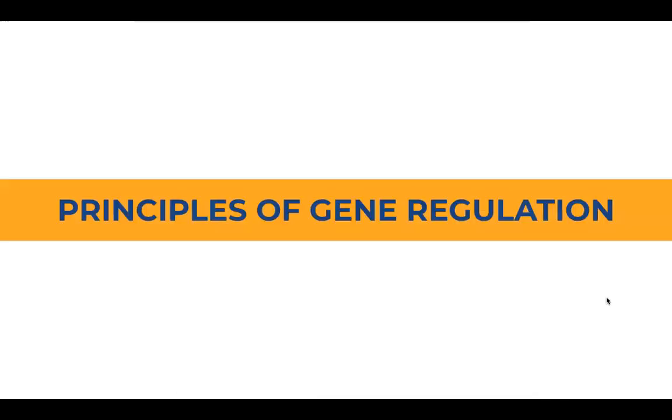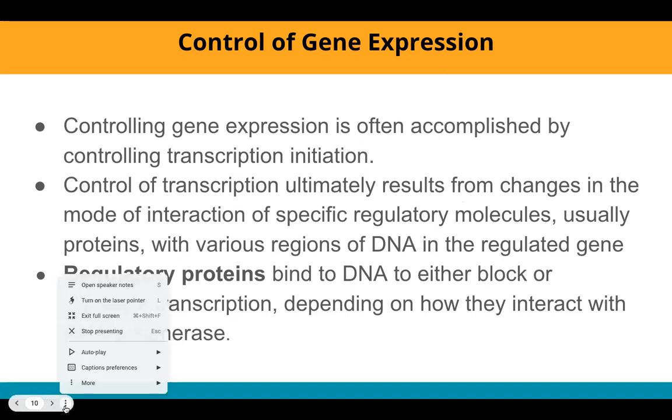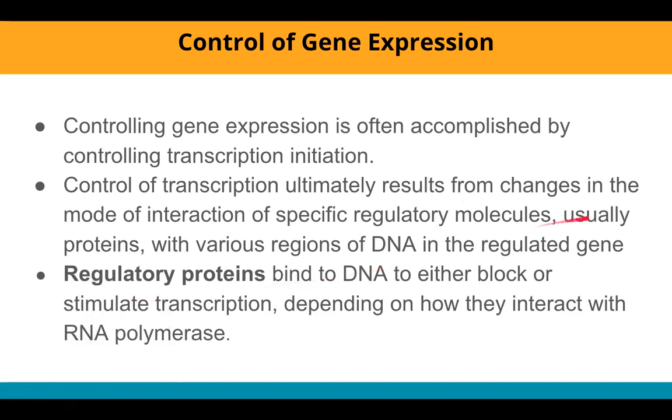Now let's move on to the principles of gene regulation. Controlling gene expression is often accomplished by controlling transcription initiation. This is one of the most common ways of controlling gene expression. It's the process of transcription initiation, the start of synthesizing RNA from DNA. The control of transcription ultimately results from changes in the mode of interaction of specific regulatory molecules, usually proteins, with various regions of DNA in the regulated gene. Now we have also regulatory proteins.